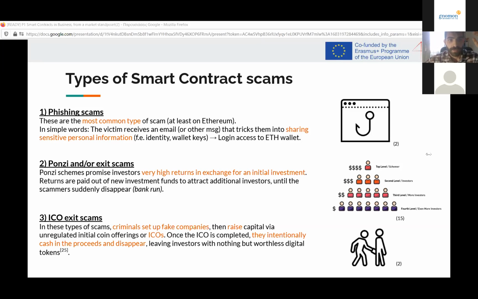Ponzi schemes are also a very common scam on the Ethereum platform. What they do is promise investors very high returns in exchange for an initial investment. And of course, we have the ICO exit scams: scam companies that raise capital via unregulated ICOs, initial coin offerings. And once the ICO revenue is completed, they disappear, they exit, and there's a huge loss.